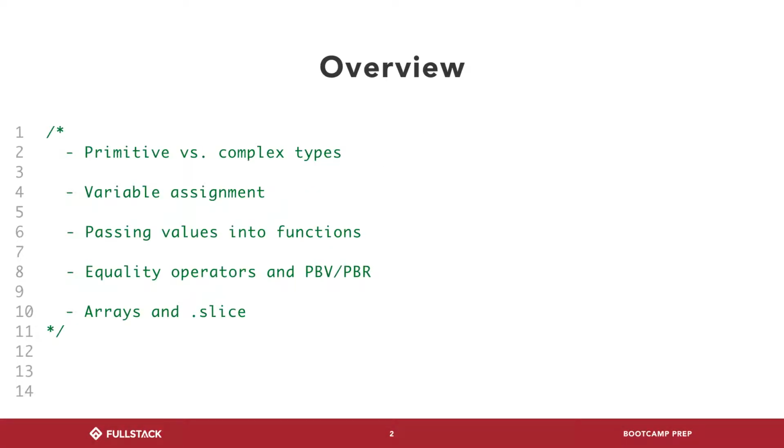Okay, so today we're going to do a quick recap on primitive versus complex types. And then we're going to talk about variable assignment, which will help us understand how that feeds into this idea of passing values, assigning values, and why pass by value versus pass by reference are actually pretty confusing, but very vital topics in programming in general, really.